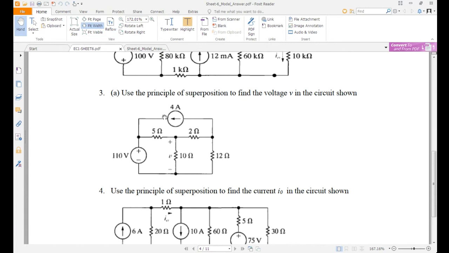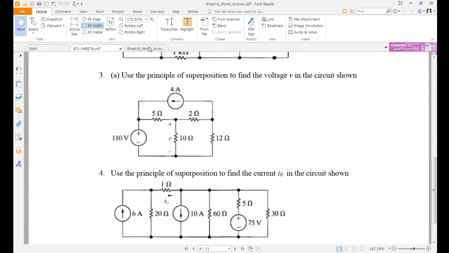If it is a current source, it becomes an open circuit, that is zero. If another source is a voltage source, it becomes a short circuit, that is zero. Find the value, then find the value with the other source active and the remaining sources inactive. Then add the first and second values and you will get the final V. Understood? This is the superposition theorem.